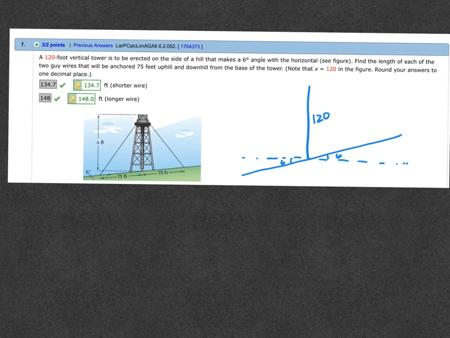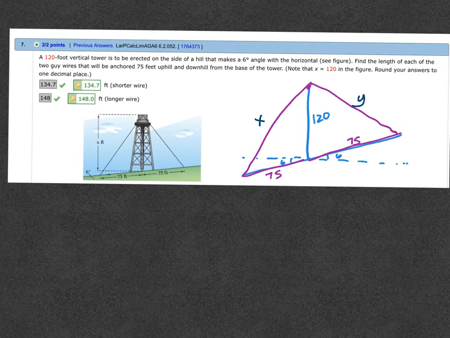That's to be anchored 75 feet uphill. So I've got a wire that's tied to the top going this way, and the distance, not accurate, is 75 both uphill and downhill. The whole point here is to find the length of each of the guy wires. So I've got one here and I've got one here. Are they the same? No. Why not? Because one's longer, because the angle here should be 90 plus 6, which is 96. And one's tied to the end of this one, which would be 90 minus 6 or 84.